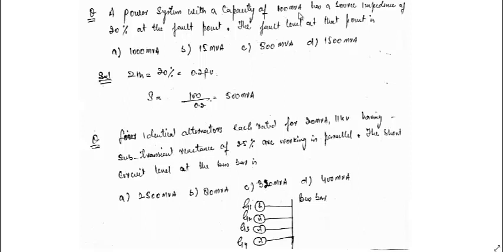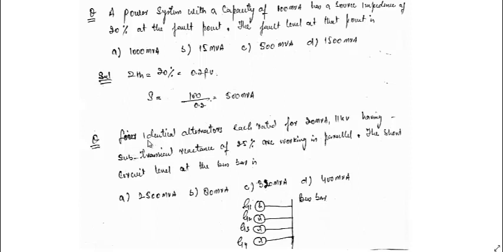So here the capacity is given as 100 MVA. Usually when it is capacity, it is also equal to S_B, and the fault impedance, that is the impedance seen at the fault point, is 20%. That is Z_TH is equal to 0.2 per unit, and S_B is 100 MVA. So S will be equal to S_B divided by Z_TH per unit. It will be equal to 500 MVA. That means option C will be the answer.